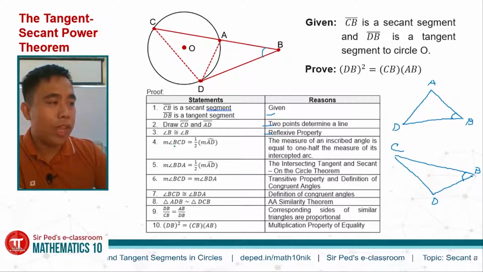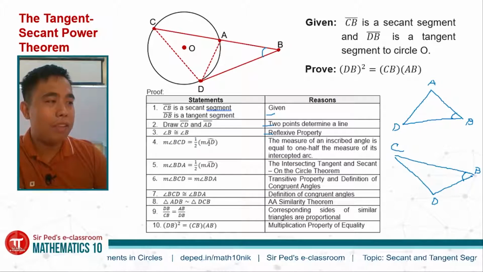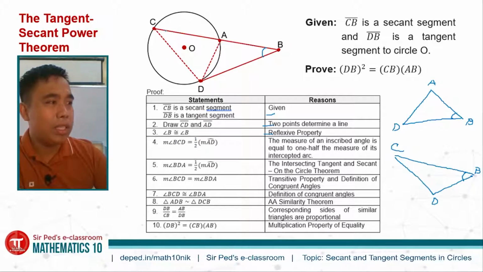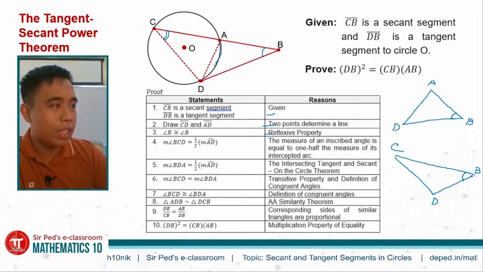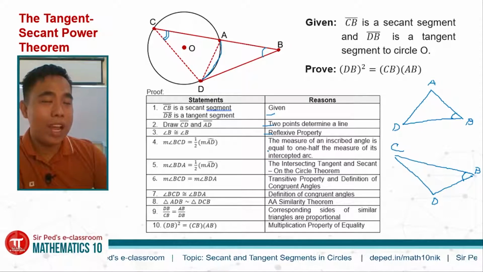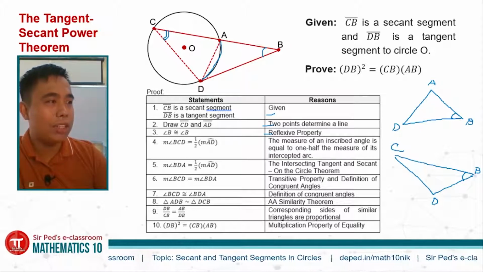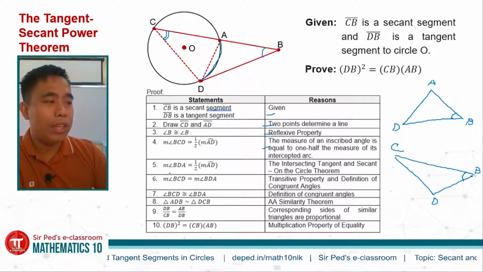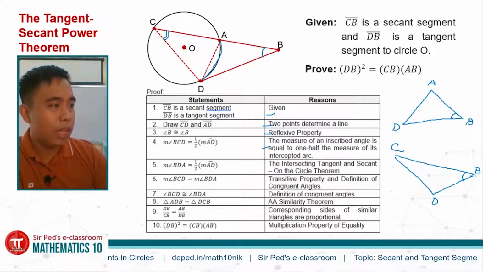Now, the measure of angle BCD is equal to 1/2 the measure of arc AD. Where is angle BCD? Angle BCD is this. It is equal to 1/2 of its intercepted arc. Reason? Take note that in an inscribed angle, the measure of that inscribed angle is equal to 1/2 the measure of its intercepted arc. So, that's right. That's our reason.